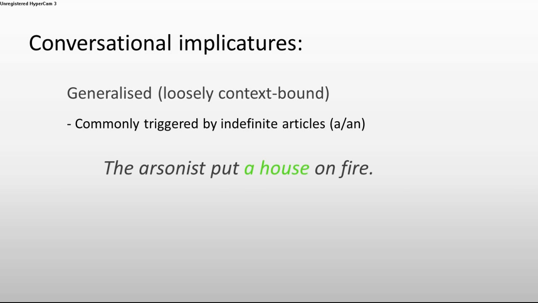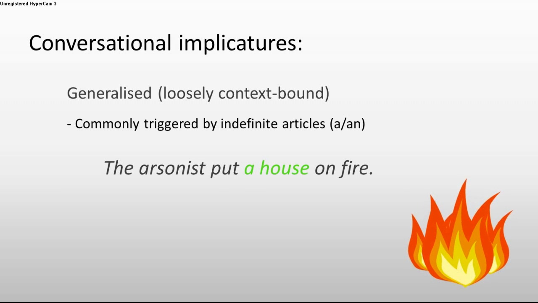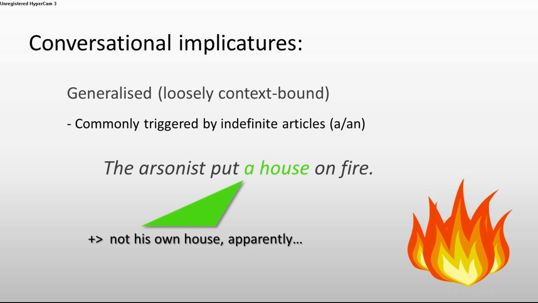The arsonist put a house on fire. If you don't know what an arsonist is, pause the video and look that up now. Done? Okay. So, this sentence features a generalized implicature simply by using the article a. The implication behind it is simply that it is not his own house the arsonist is burning down. It could be any house really, but not his.